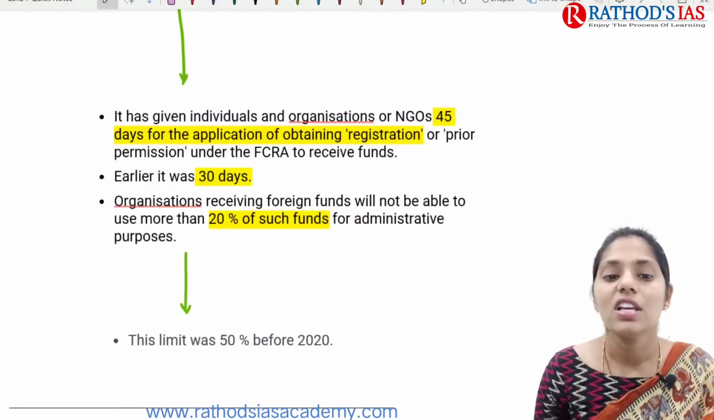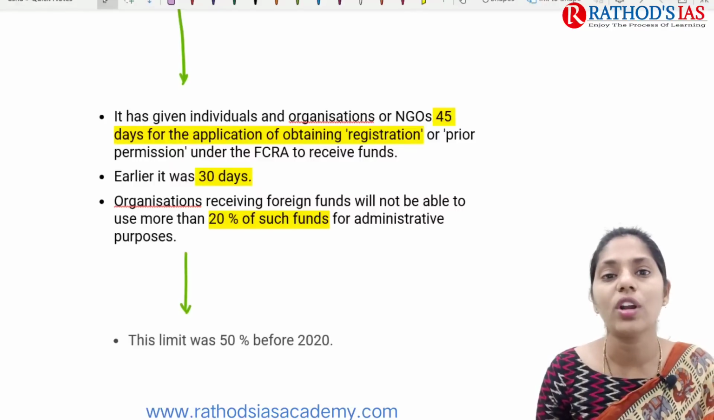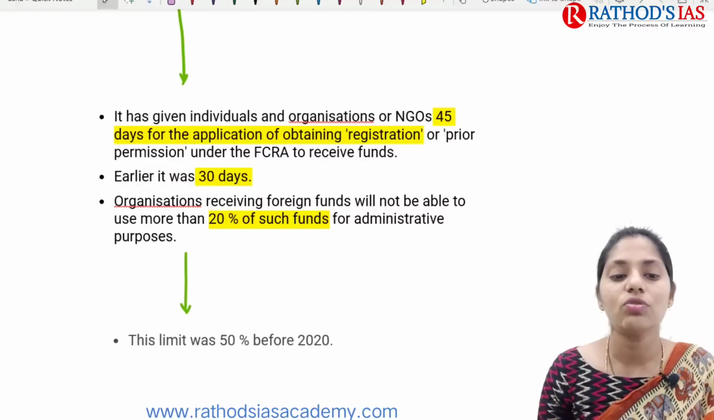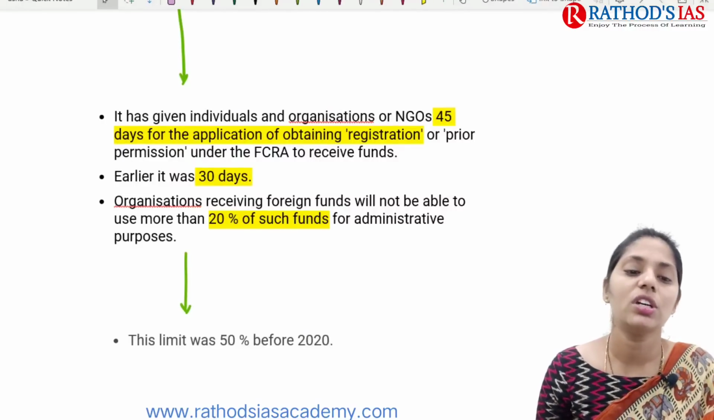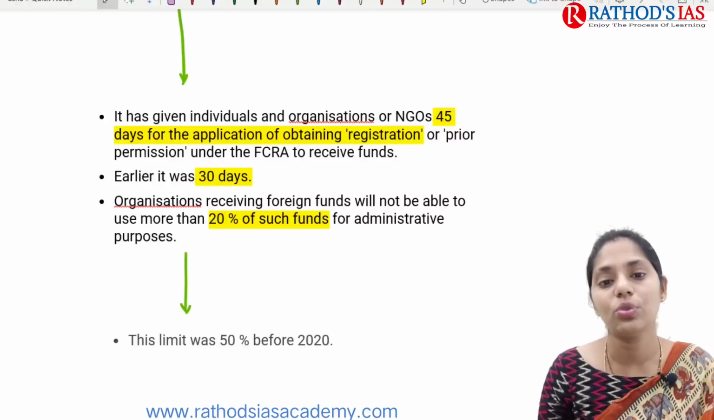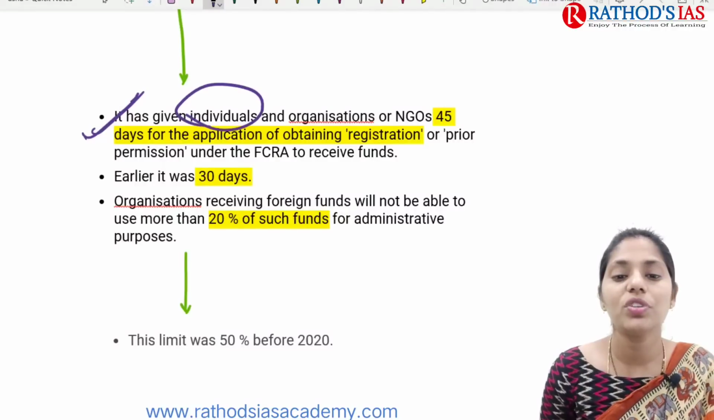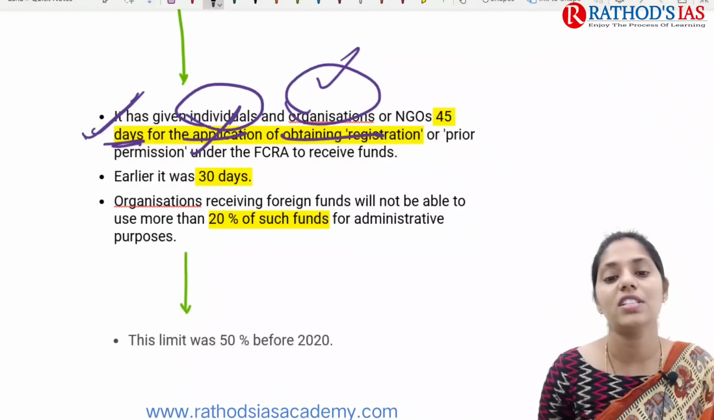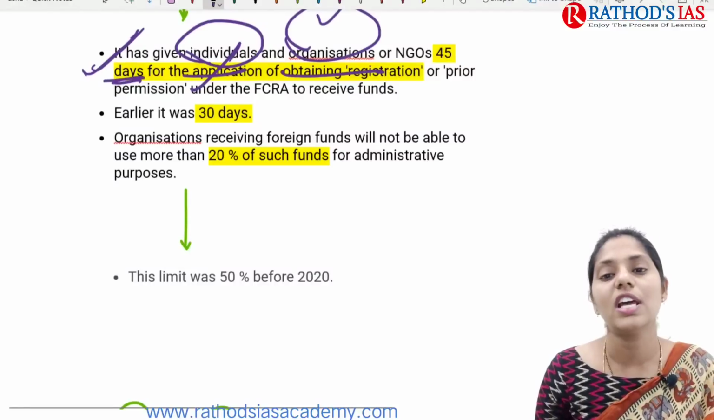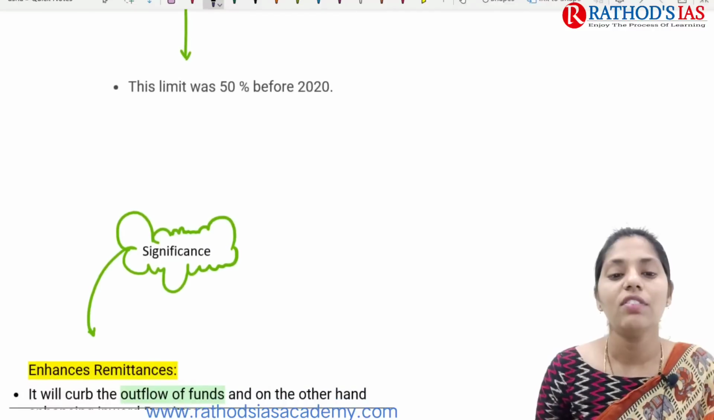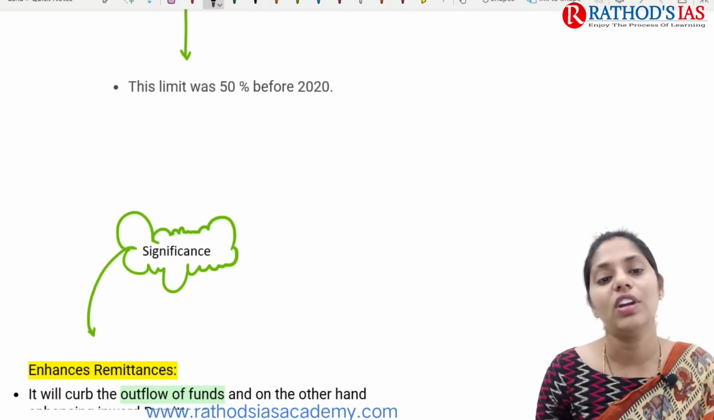And next, it has given individuals and organizations or NGOs 45 days for applying for obtaining registration or prior permission under this FCRA to receive the funds. So earlier it was 30 days and now it is increased to 45 days. And if you are talking about the limit, the limit was 50% before 2020.